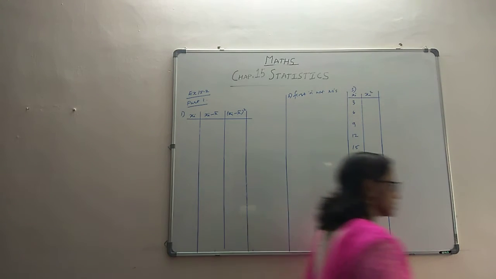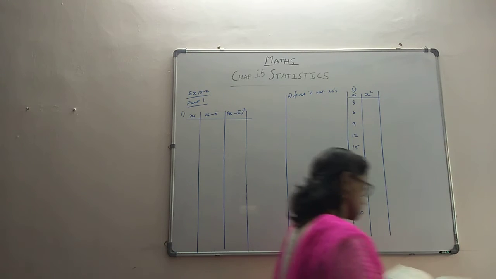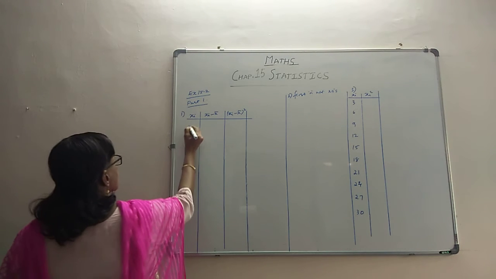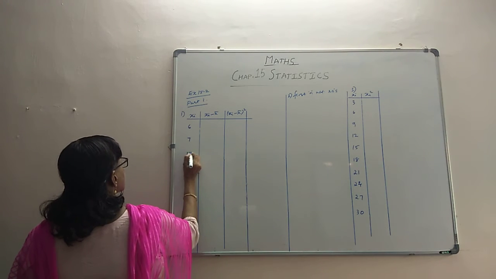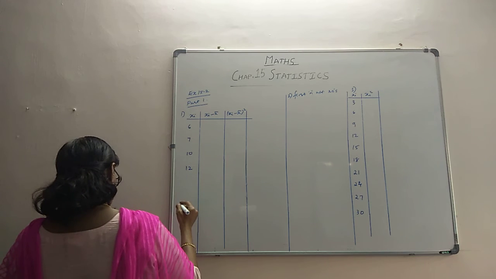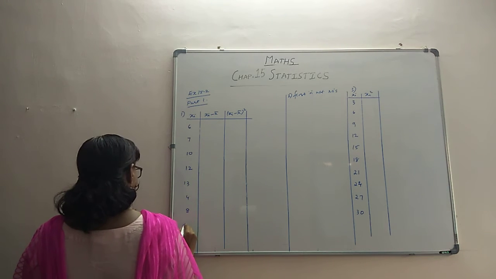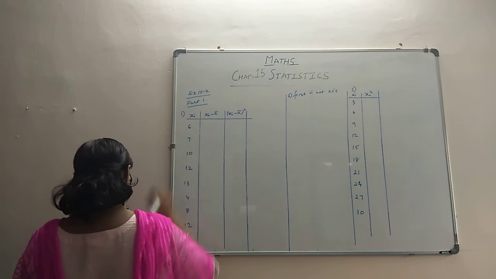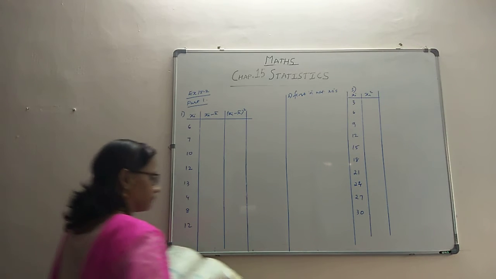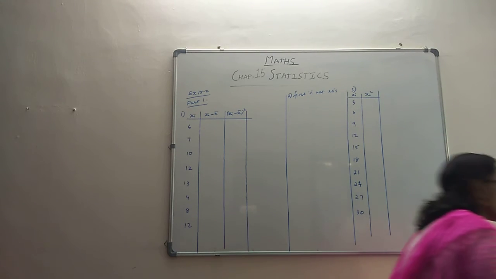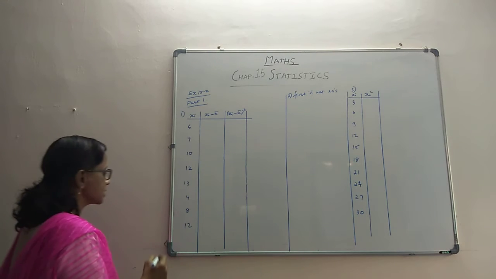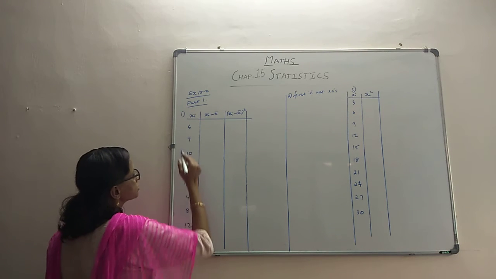The data is not written, so let's have the data: 6, 7, 10, 12, 13, 4, 8, 12. Now let's look at the sum, because we want the mean. So let's find the sum of it.